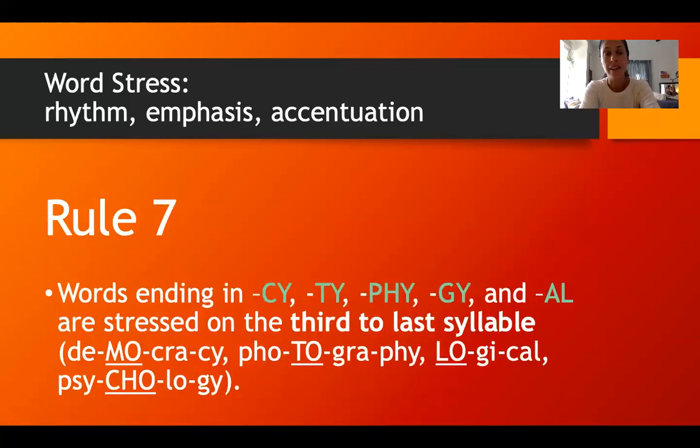Rule number 7, words ending with CY, TY, PHY, GY, and AL are stressed on the third to last syllable. So remember, the other rule was the second to last syllable. This one's the third to last. I know that this seems like a lot of rules to remember. I'm not asking you to remember all of them. We're just going through this as an exercise, and then we're going to do a little bit of a worksheet to practice.